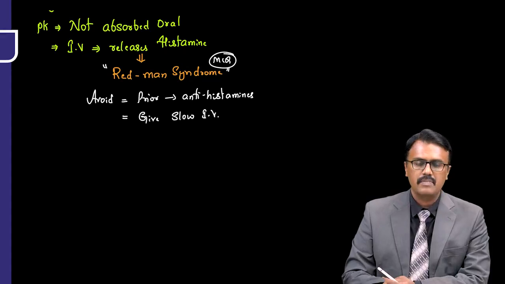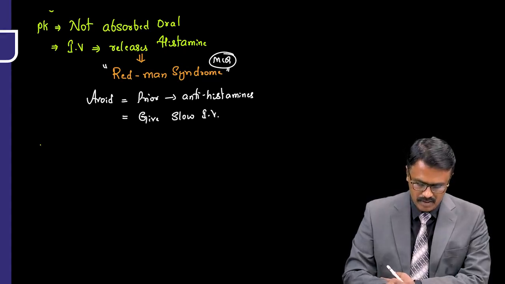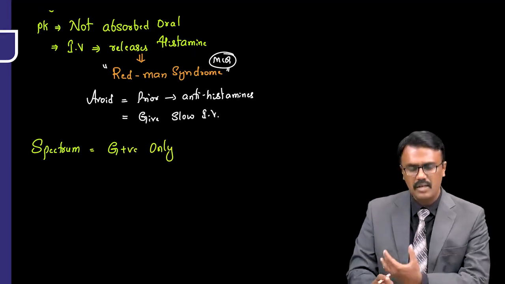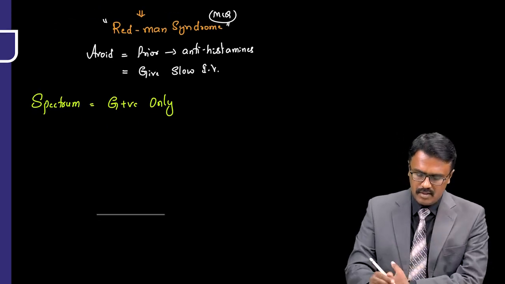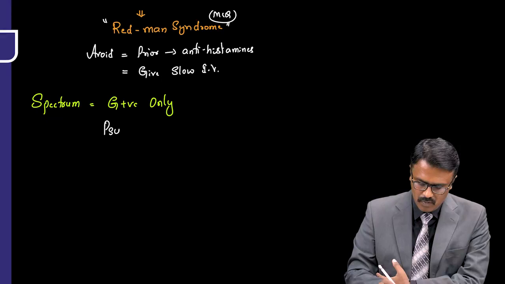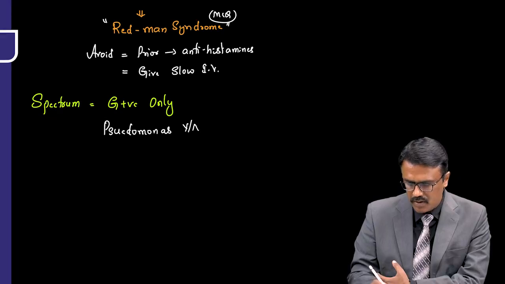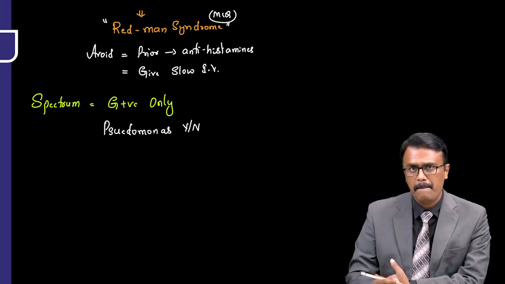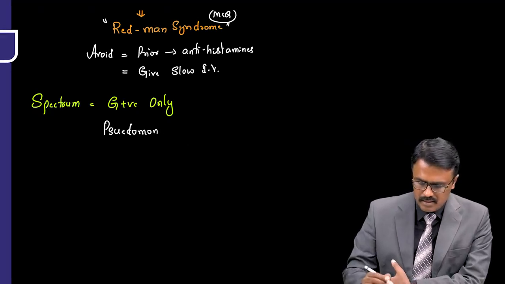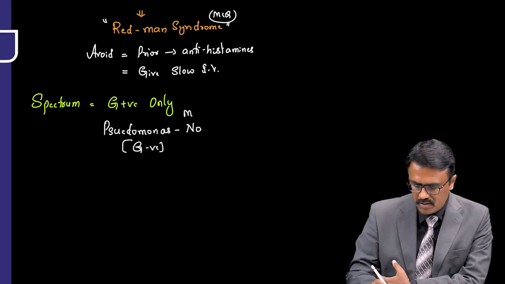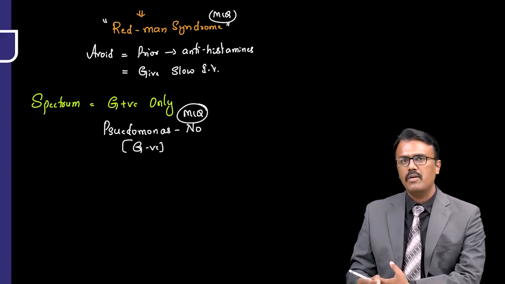Now, another important aspect you need to understand is the spectrum. I told you, vancomycin acts on gram positive only. The meaning is it doesn't work on gram negative. Will it work on pseudomonas? Yes or no? Pause the video and try to answer this question. Your answer is correct. It will not work on pseudomonas. The reason is pseudomonas is gram negative, and many a time this question has appeared in your exam.